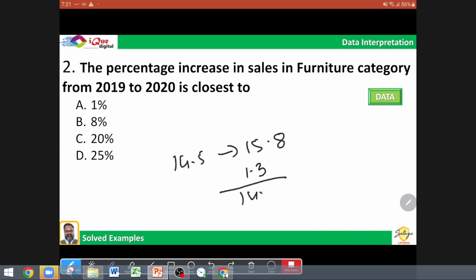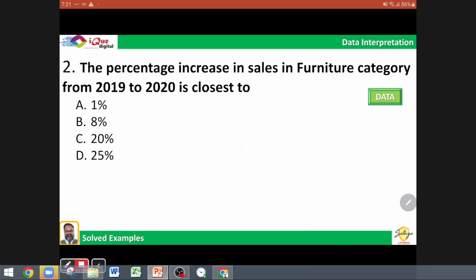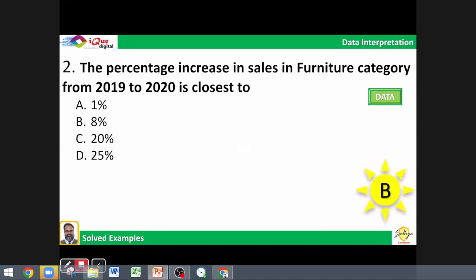So 1.3 over 14.5. So 14.5 at 10% would be 1.45. This is slightly less than that. So the nearest answer that I could have marked was 8, and that is the answer in this case. So got the second one. Again with the table, it's very easy to guesstimate this number.